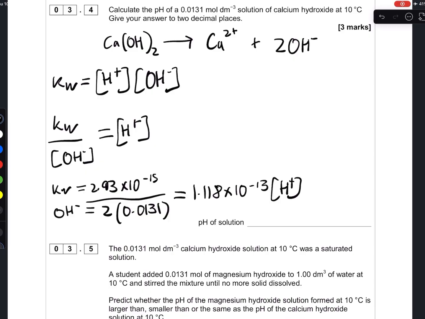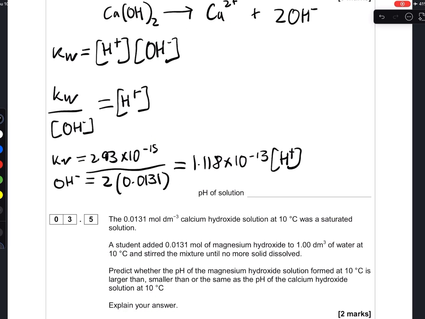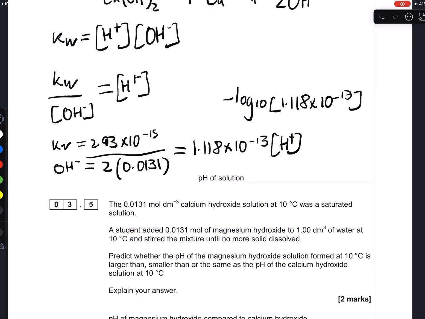So if we want to find the pH, we just do negative log 10 of 1.118 times 10 to the negative 13. That will give you your pH, which will equal 12.95, to 2 decimal places.